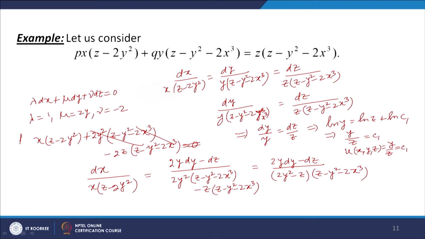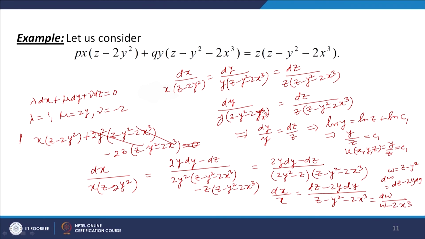So, what I will do, this z minus 2y square will cancel with z minus 2y square, we will get dx over x equal to dz minus 2y dy divided by z minus y square minus 2x cube. Now, let us take w equal to z minus y square, then dw will be equal to dz minus 2y dy. So, this will be equal to dw divided by w minus 2x cube, and let us solve this.